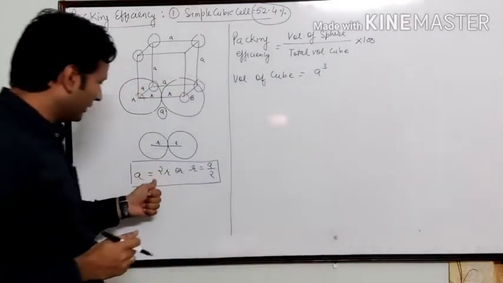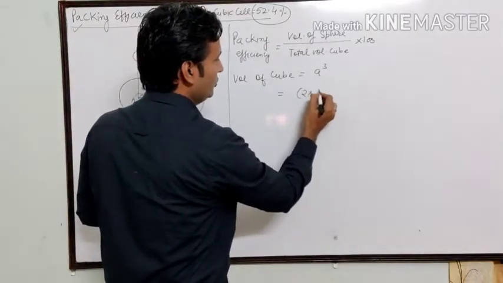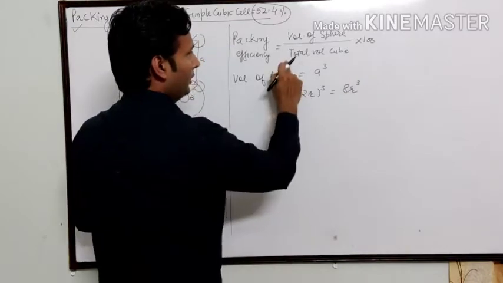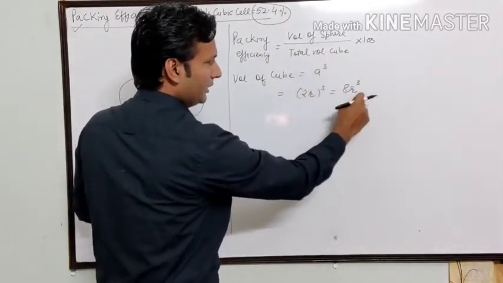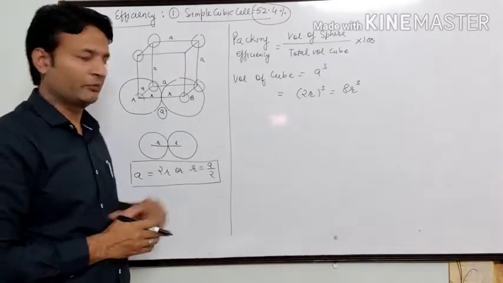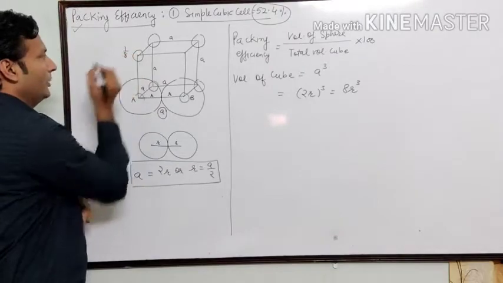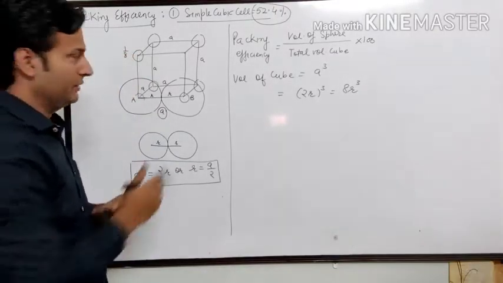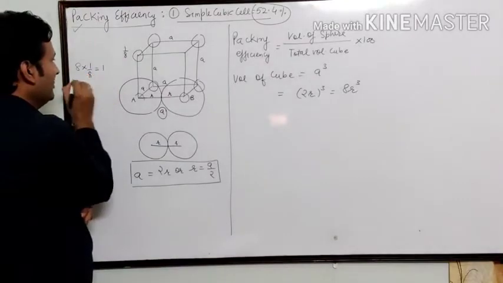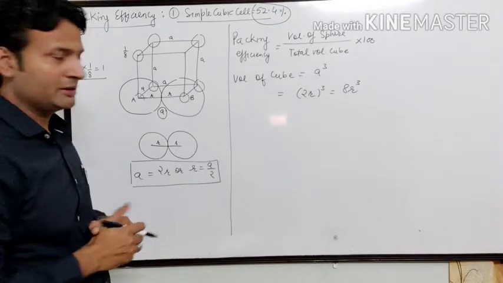But what is the value of A? A is equal to 2R. So I can write this 2R cube, or it will be 8R cube. Now the total volume of the cube is 8R cube. Now how many particles are present here? 8 particles. But as you know, the contribution of particle present at corner is 1 by 8. Now it is 8 into 1 by 8. There is only one particle present or one sphere present in the simple cubic unit cell.